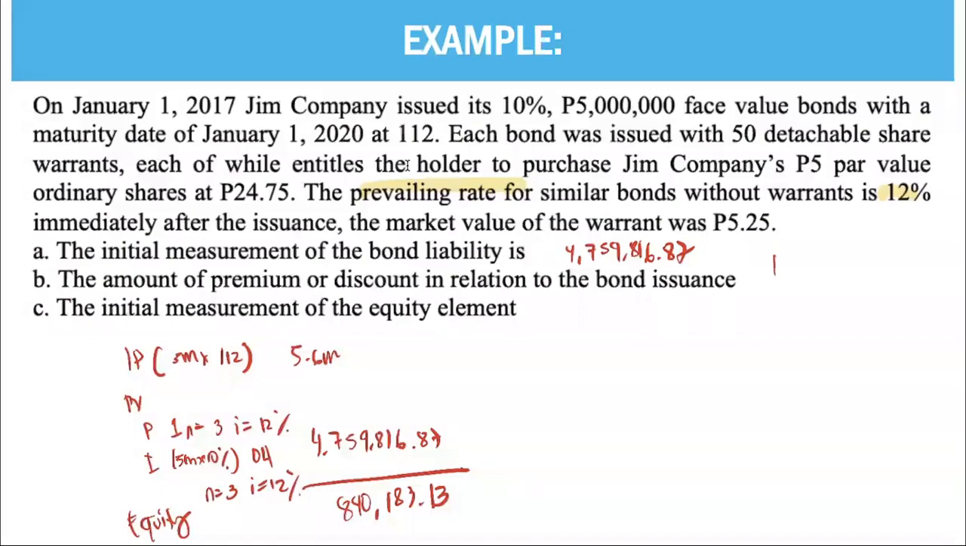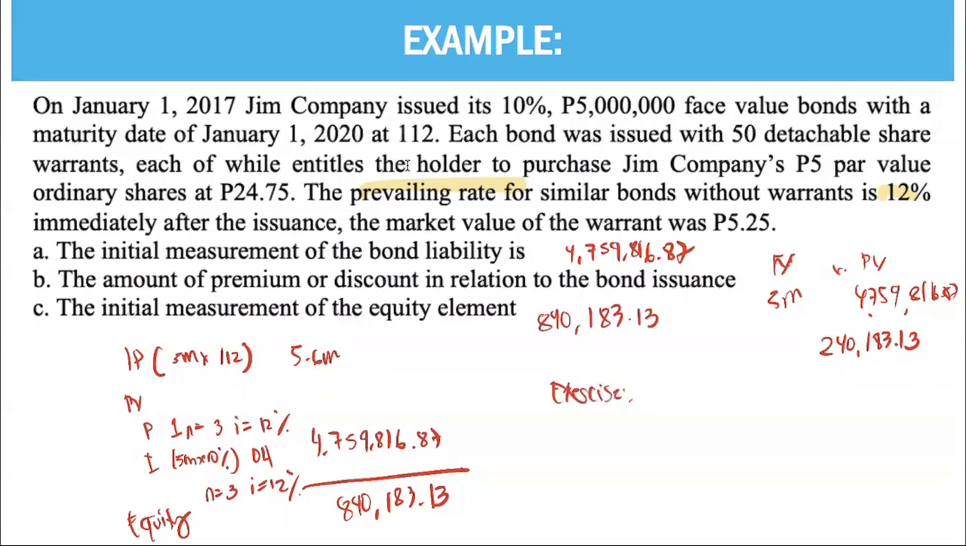What is the premium or discount? For premium or discount, compare again the face value versus the present value. Face value is 5 million. This is 4,759,816.87. So 5 million less 4,759,816.87, so we have a discount of 240,183.13. And the initial measurement of your equity element, we have computed that at 840,183.13.